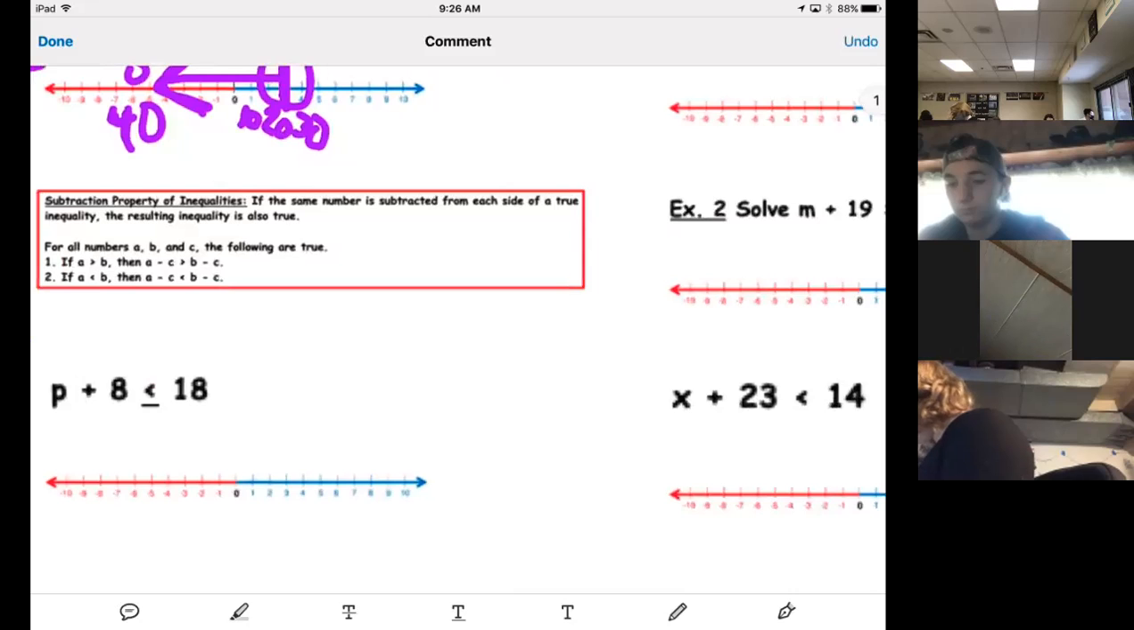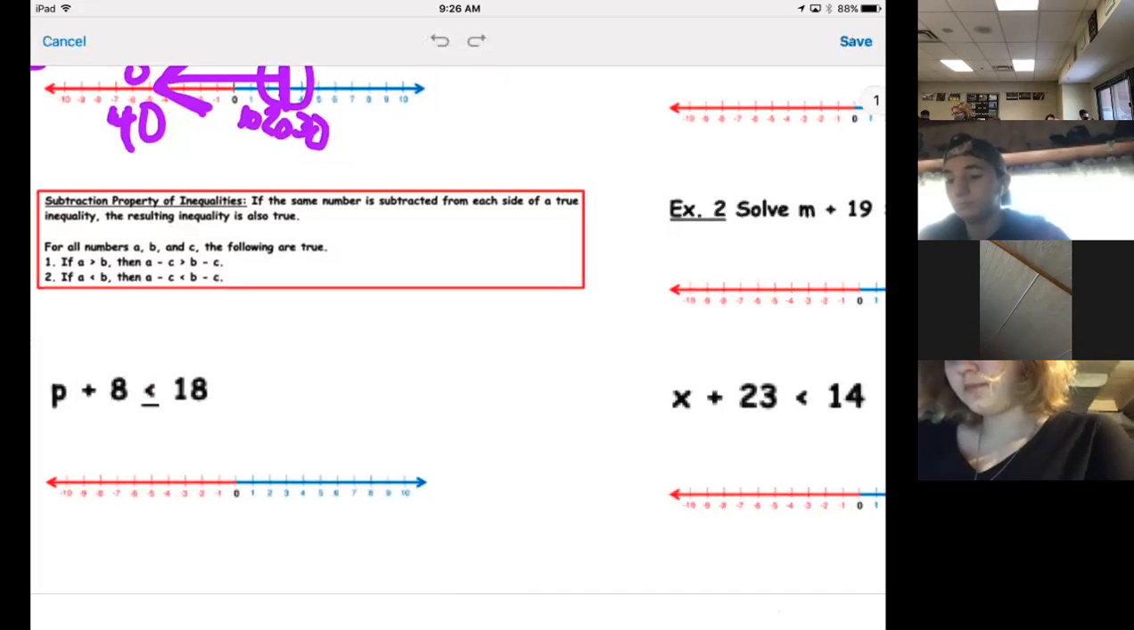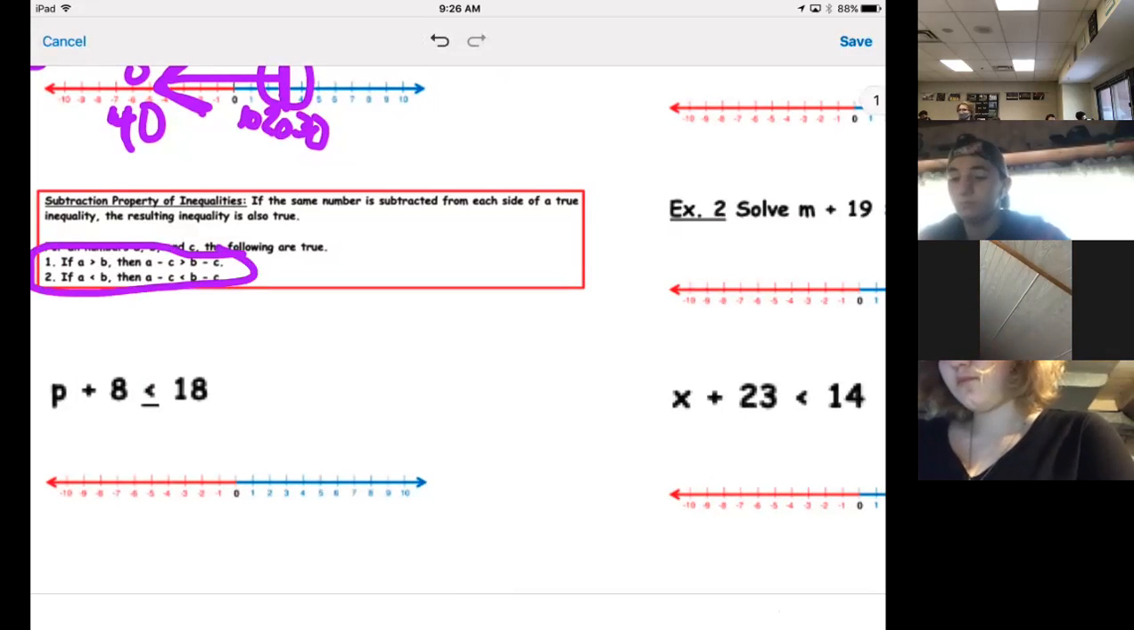And we have the subtraction property of inequalities. This is the exact same thing, only when you take something off of both sides, it maintains the inequality. So if you look, it says, if A is greater than B, then A minus C is still greater than B minus C. And if A is less than B, then when you subtract C from both sides, A minus C is still less than B minus C. So, same process, different operation, right?